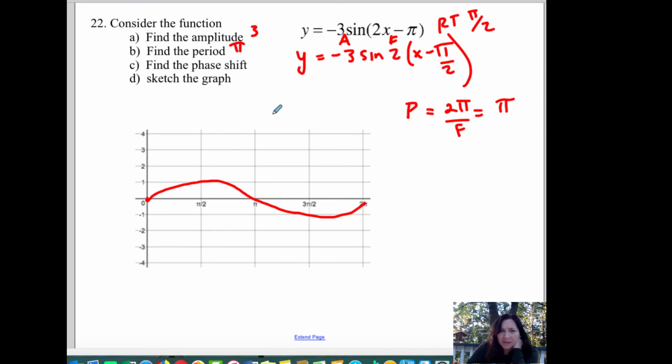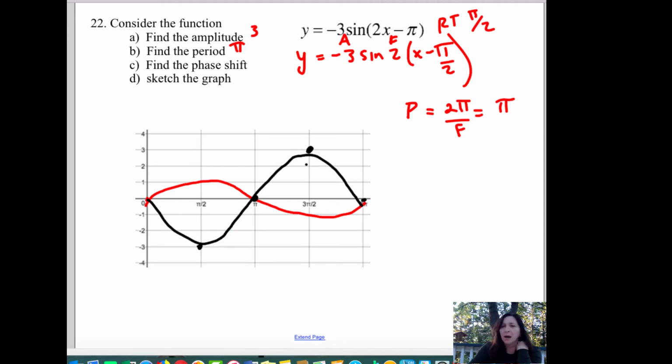So what's happened is I have an amplitude of negative 3. That means that instead of it going up first, it's actually going to go down. And it's going to go down 1, 2, 3 here. Still going to go through here. 1, 2, 3 here. And then end here. So that means it's going to go like this.